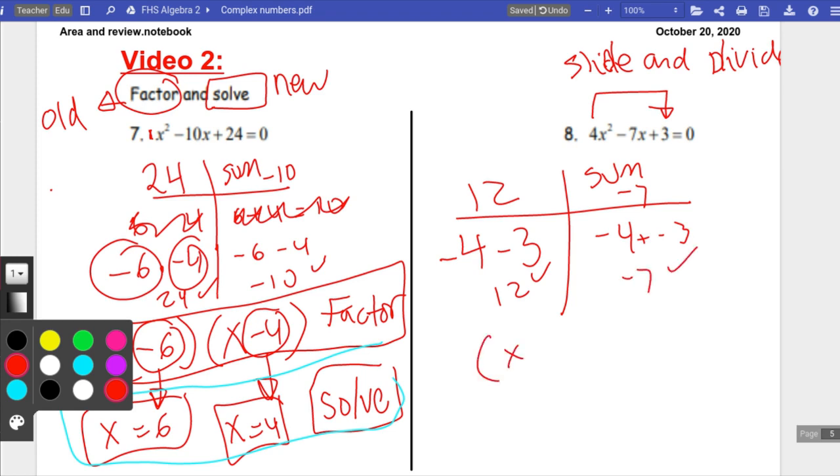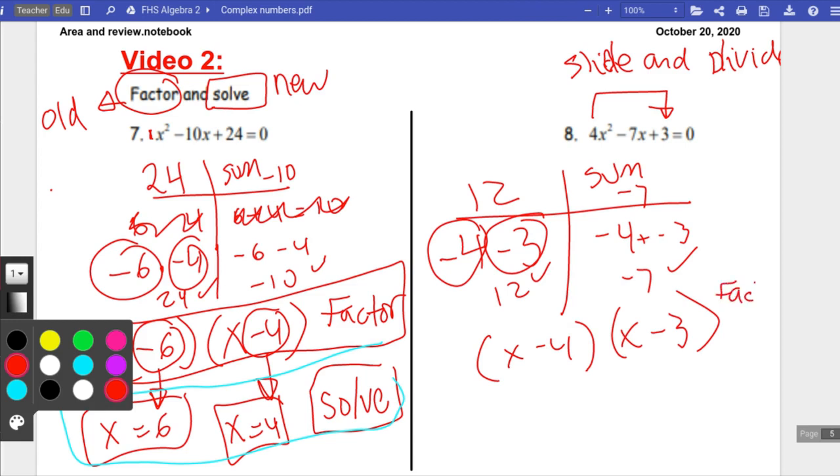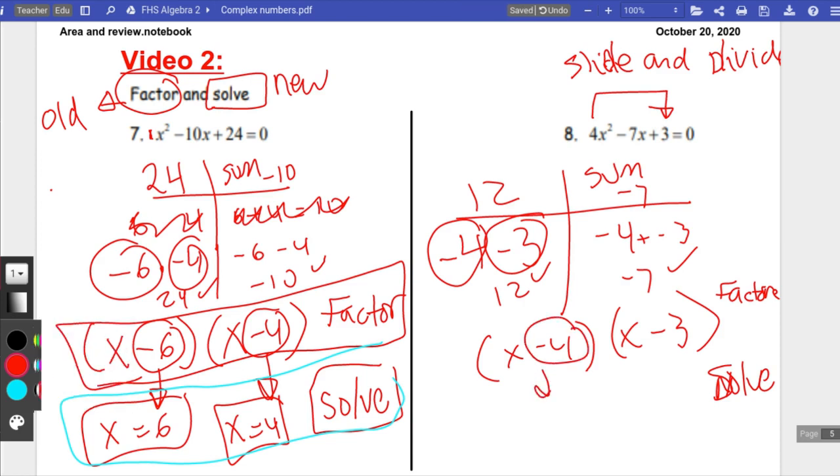So I have this one right here and this one right here. That's the factoring part. Check. All right, the new part, which is the solving part. The solve is very simple. You see this? Just drop it down. Oh, we're not done. I almost got it wrong, because slide and divide is not done yet.